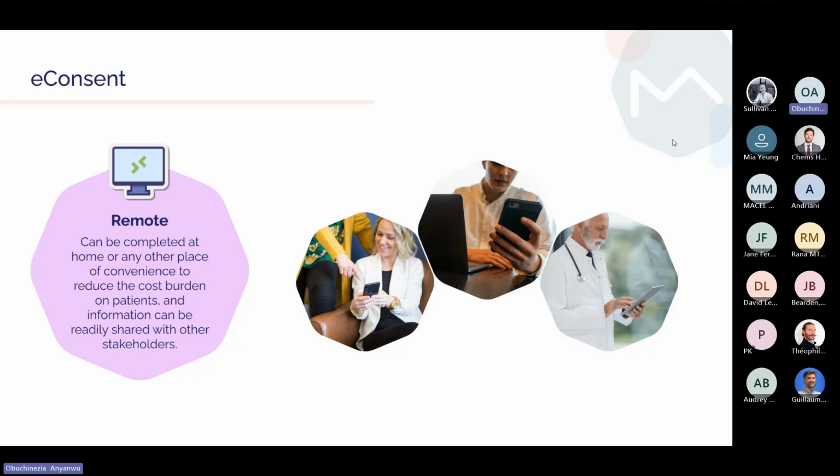So having a more inclusive approach to clinical trials, the remote function can provide patients with the convenience that they need. And also, as a digital way of obtaining consent, any stakeholders within the clinical study, provided they have the necessary access permissions, where they need to share data, this is something that can be easily done, as opposed to a conventional paper-based way of obtaining consent.